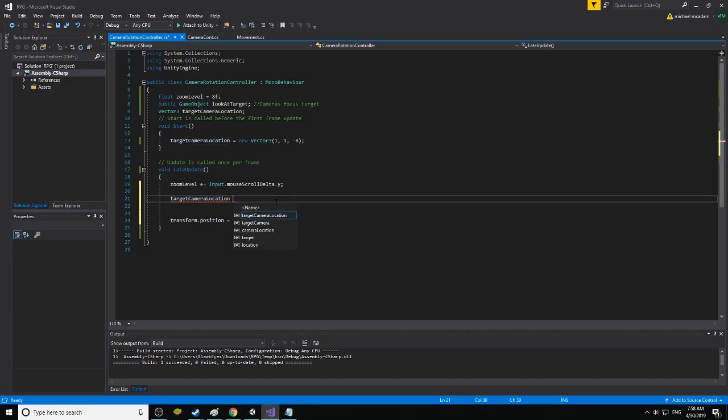So target camera location is going to be, we're going to be changing the Z-axis coordinate, and first we're going to set it to our look at target, which is our player. We're going to first set it to Z, because if the player is 100 units off in the distance, we don't want our camera adjusting around the wrong area. We want it around the player's position.